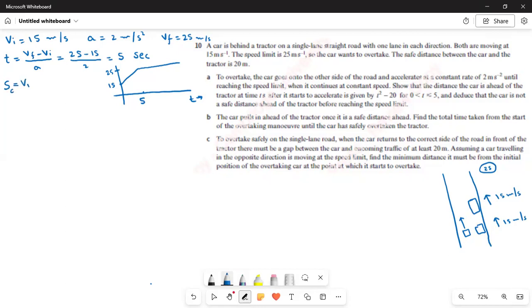Okay, so distance traveled by the car is Vi t plus half a t square. This is for the first 5 seconds. Okay, so velocity was 15 meter per second, time is t, and half, and a is 2, and t squared. So this is going to be 15t plus t squared, and this is valid when t is from 0 to 5 seconds, right?